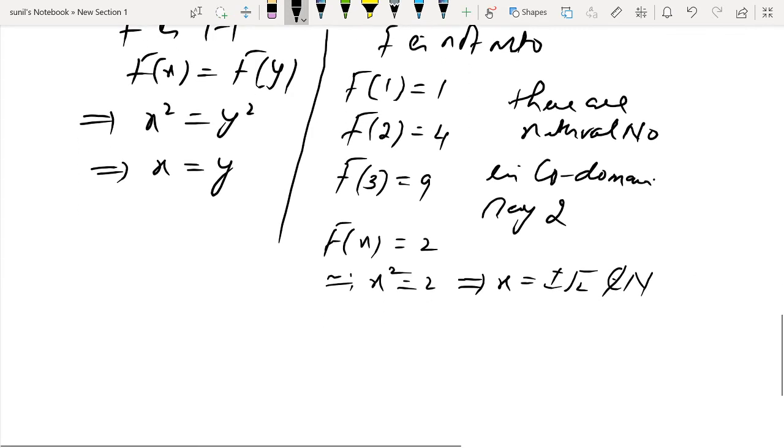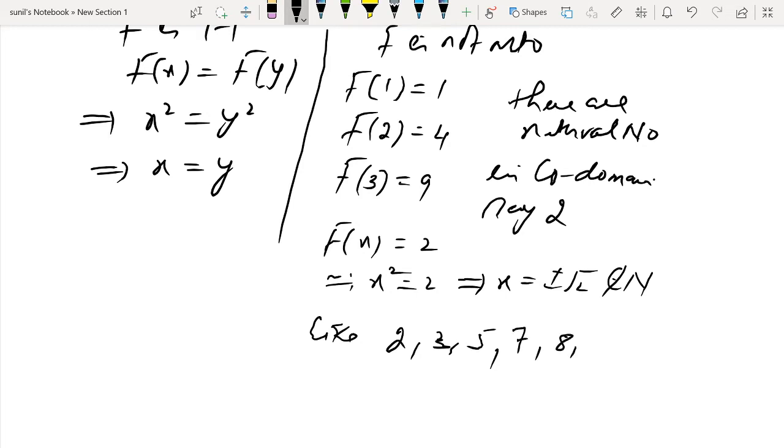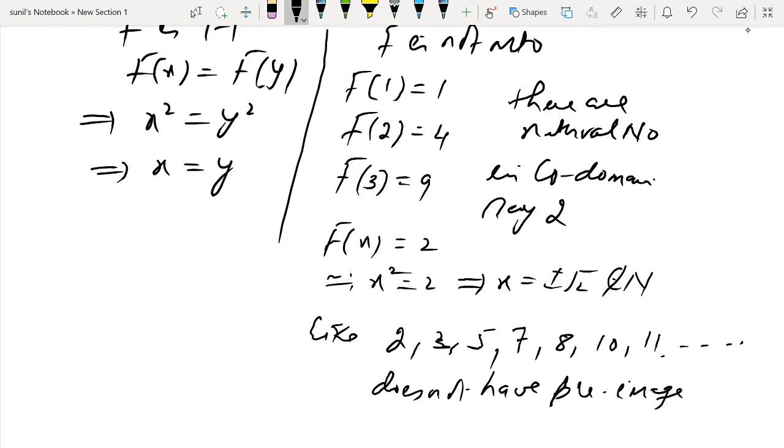So you can say that there are so many natural numbers like 2, 3, 5, 7, 8, 10, 11, that do not have a pre-image. So therefore it is not possible. Therefore f is not onto.